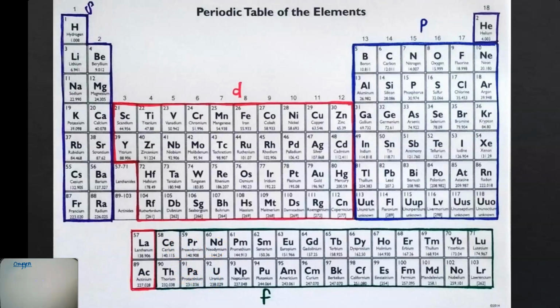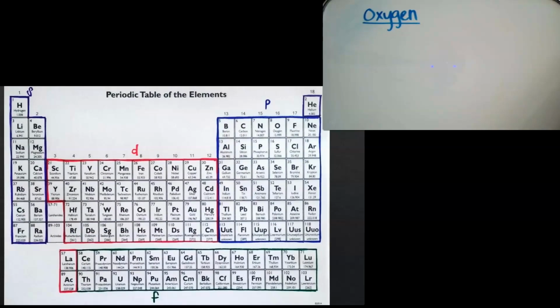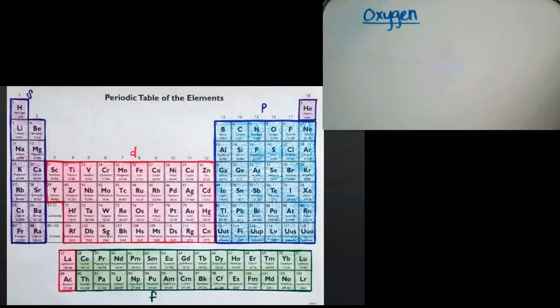And what you hopefully are noticing is that these letters, S, P, D, and F, are very similar to the orbital letters that are a part of the angular momentum quantum number. Those are the very same letters. And so the first thing that I want to show you is that when we are doing an orbital diagram or an electron configuration, we can know what letter the configuration is going to end with by looking at what block the element is in.